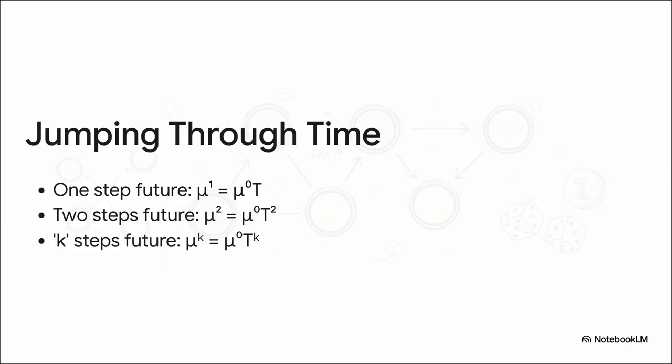Just think about it. It's so logical. You want to look one step into the future? You multiply by T to the power of 1. You want to see 2 steps into the future? You multiply by T squared. 100 steps? You guessed it. You just multiply your start vector by T to the power of 100.